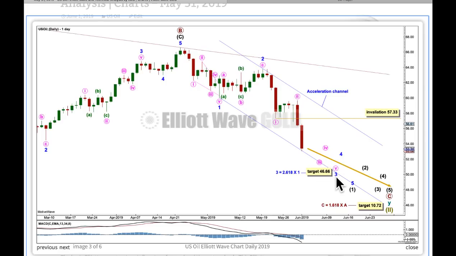The first target for minor 3 to reach 1.618, the length of minor 1, has been met and slightly exceeded. The structure of minor 3 looks incomplete, and so I am calculating a new target based on the next Elliott wave ratio in the sequence.